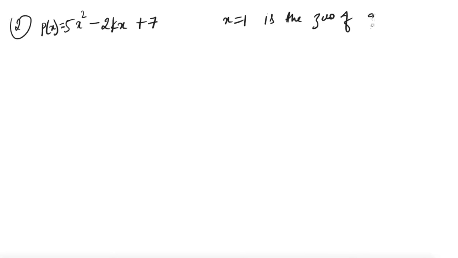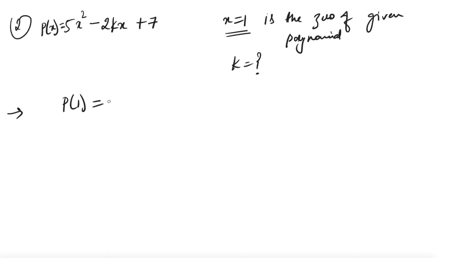Say I have 5x square minus 2kx plus 7. This is my p of x, and it is given that x equals 1 is the 0 of the given polynomial. So now the question is to find the value of k. Now you know that the 0 of a given polynomial and the root of the given equation are the same thing. So this means that at x equals 1, the value of the given polynomial becomes 0. So basically p of 1 is equal to 0.